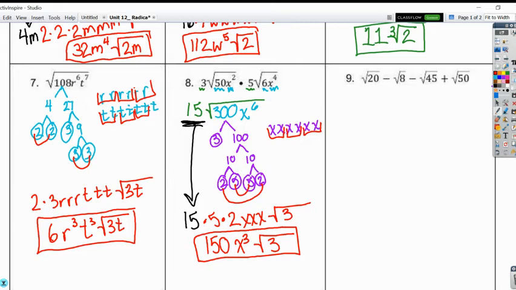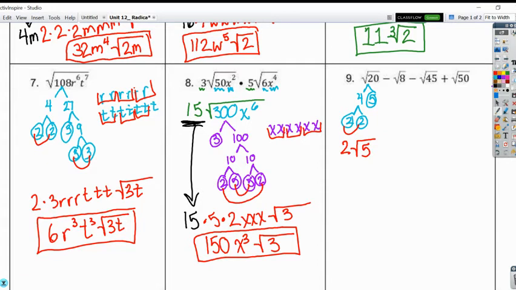Number 9, you can see we have another addition problem, and it's addition and subtraction in this case. Anytime you see that addition or subtraction idea, focus on getting them into those simplest radical forms, because you need to have matching radical forms to be able to add them. So when I think about 20, I'm thinking about a 4 times a 5, and 4 is 2 times 2 in my factor tree. So I can rewrite this with a group of 2's times the square root of 5.